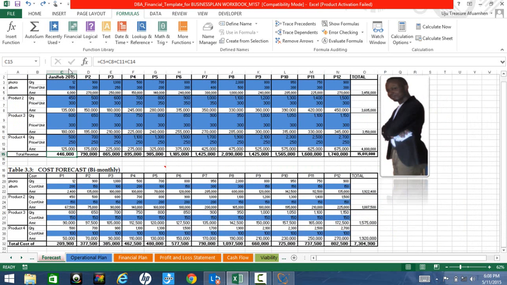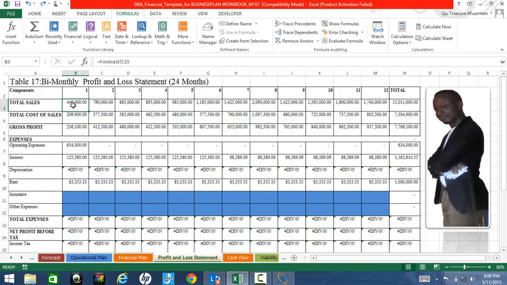Now, from the forecast table, you see January, February, 446. If you come over here, can you see that? 446. When you click in the cell, you see that the value came from forecast C15. This also came from forecast C32. So that's what happens from this point down to this, from this down to this. What do you have here?